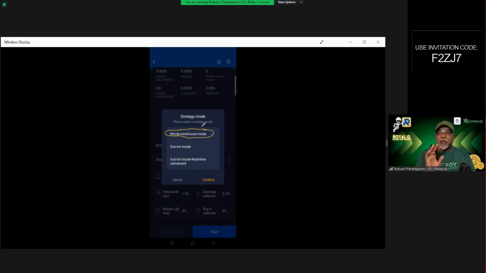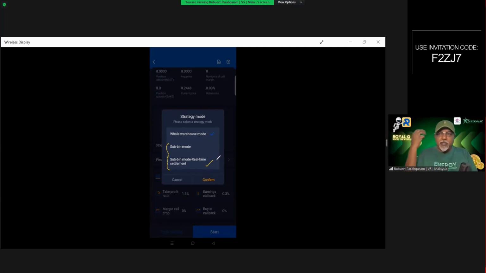There may be sometimes you may want to use this. Sub-bin mode, there are 2 options. One is sub-bin mode real-time settlement. That means every time it sells layer 5, takes the profit, you can take it out as revenue. And then it sells layer 6, gets that profit, you can take it out as revenue.